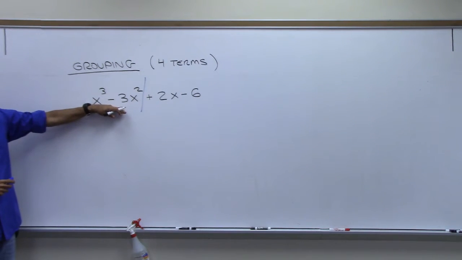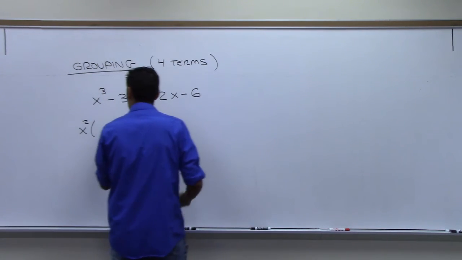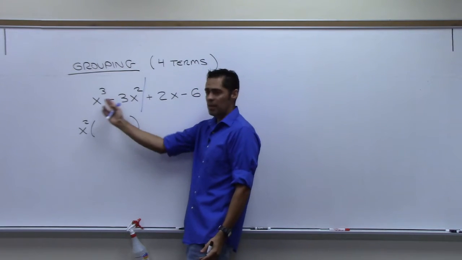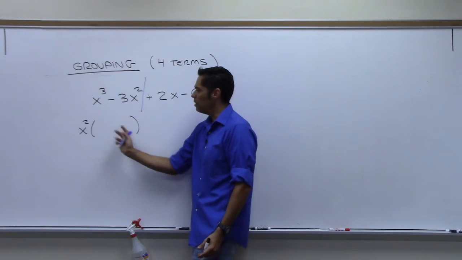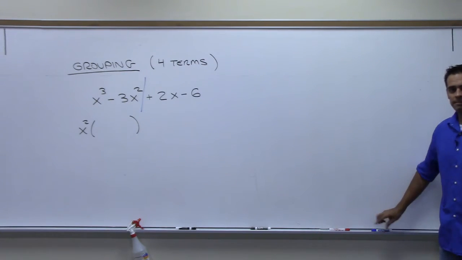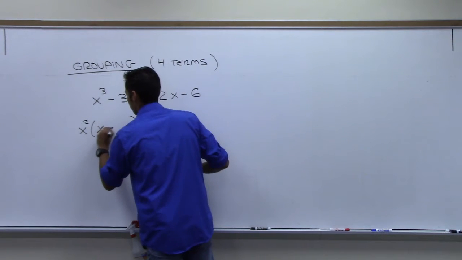X squared, right? So I'm going to get x squared. I'm going to set up parentheses here. How many terms must I have in here? 2, because I'm looking at 2. I'm pulling something out. I should have 2 here. Which 2 will be in there? Bianca? It would be x and minus 3. Good.